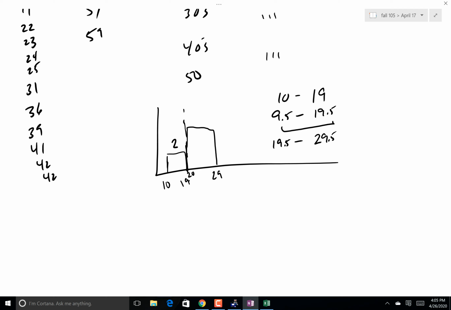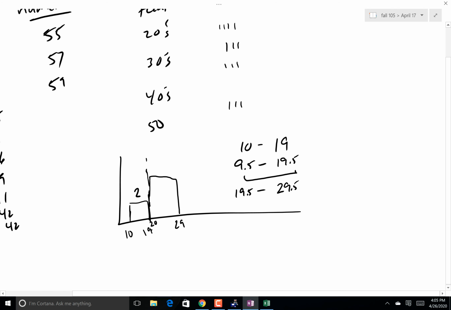But anyways, so that's the idea. And this is what's referred to as a histogram. In reality, what it is, it's just grouped data. And that's all you're doing. You're grouping the data, and then you're graphing what we refer to as the frequencies. There's 2 in this category. There's 4 in this category.